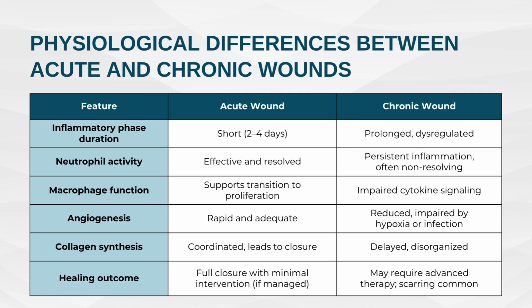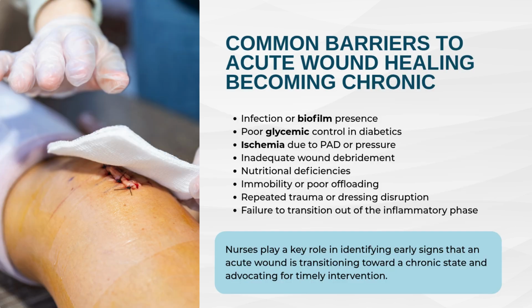This isn't just theoretical. These disruptions are what lead to hypergranulation tissue, biofilm formation, delayed closure, and a higher risk of scarring and re-injury. When you understand these mechanisms, you can better predict complications, select the appropriate dressing or therapy, and advocate for advanced interventions when needed. Even the most routine acute wound can become chronic if we miss the warning signs.